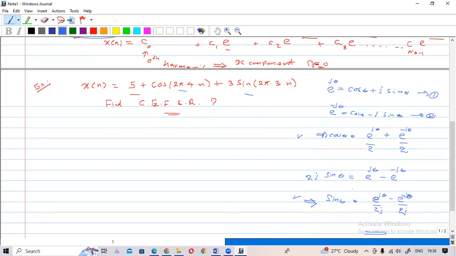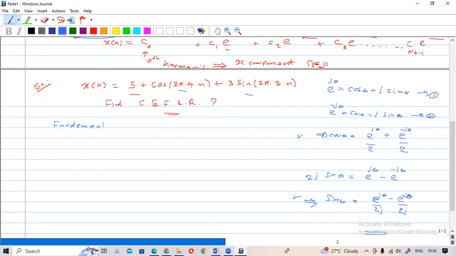But before that, you need to find the fundamental period of this signal. So how to find the fundamental period of this signal? Those of you who have studied signals and systems, for continuous time signals, here also we use the same procedure to calculate the period. Now I will tell you the steps, try to understand them. First of all, you need to get two sine or cosine terms. Now in this case, we have only two, so you can take these two.